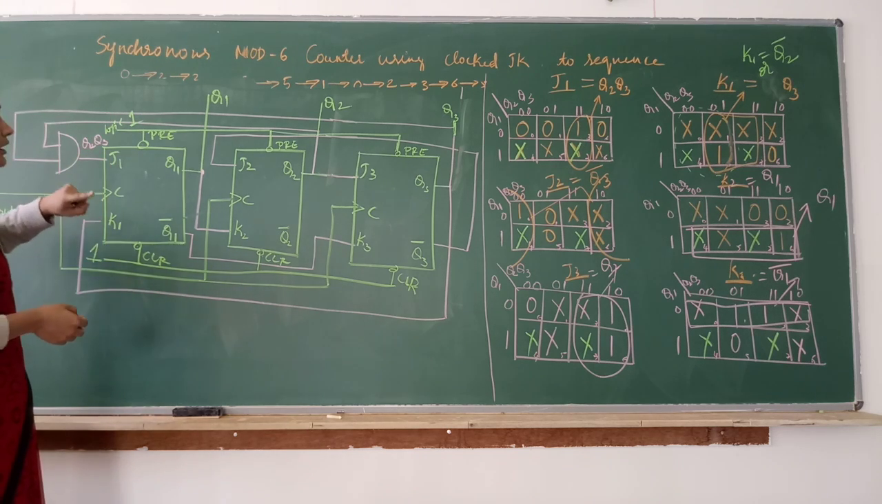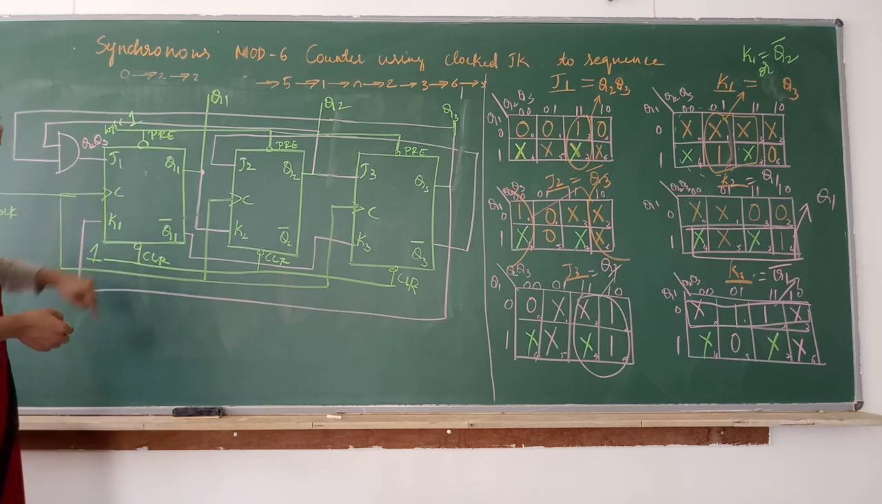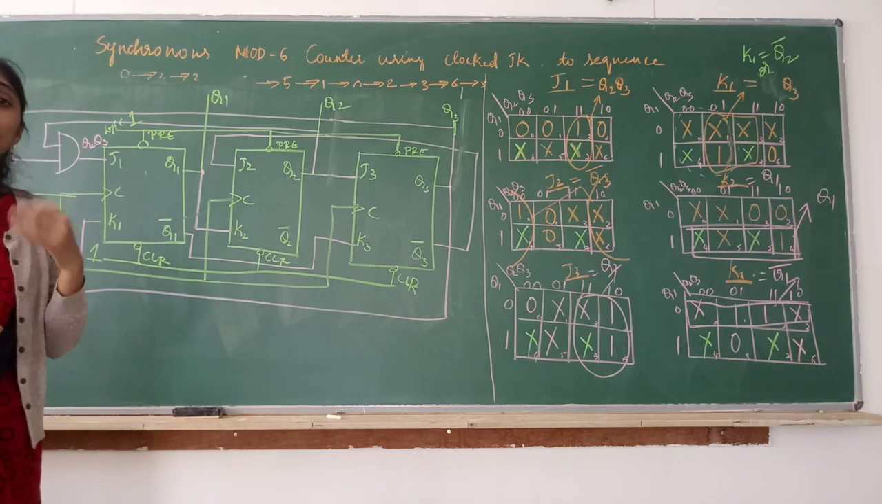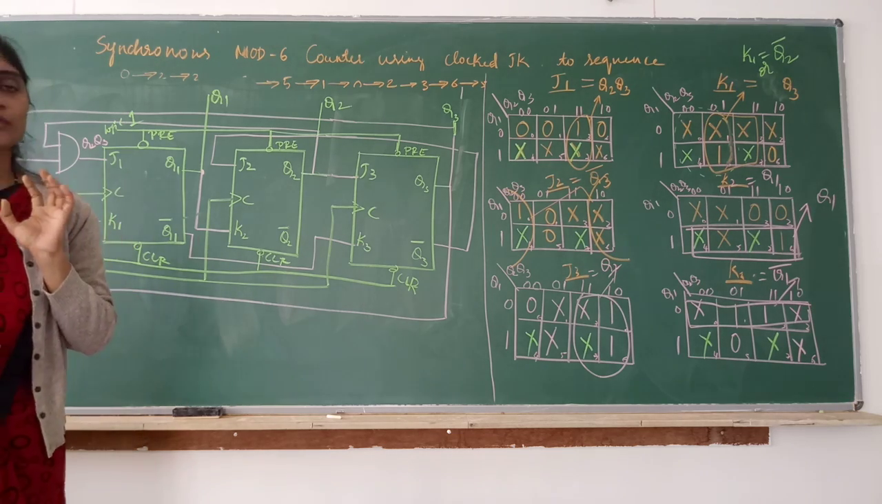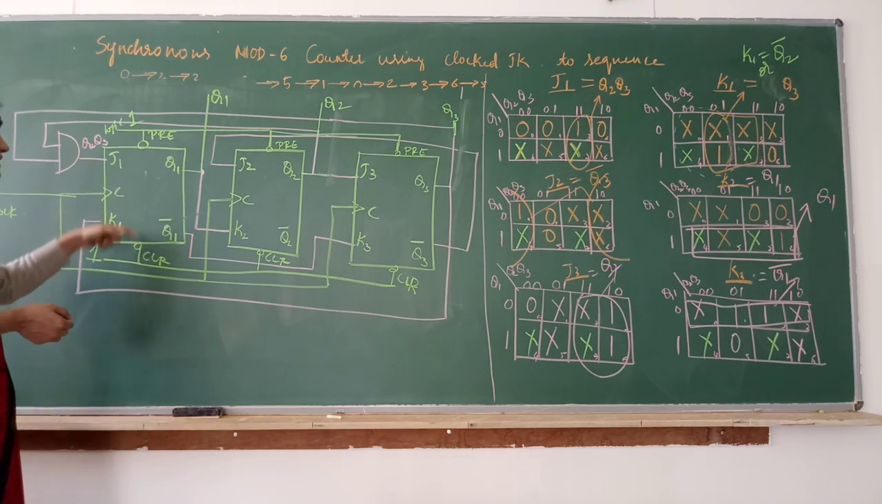So in your lab, along with these connections, you can also see two more connections, that is preset and clear. Why do we connect preset and clear to 1? We are not making use of the preset and clear pins. When we want to reset or set the flip-flop, that time we can go for preset and clear.